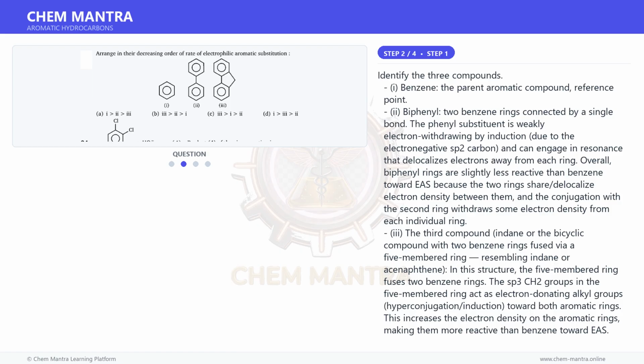3. The third compound, the bicyclic compound with two benzene rings fused via a 5-membered ring, resembling indane or acenaphthene. In this structure, the 5-membered ring fuses to benzene rings. The sp3 CH2 groups in the 5-membered ring act as electron-donating alkyl groups, hyperconjugation and induction, toward both aromatic rings. This increases the electron density on the aromatic rings, making them more reactive than benzene toward EAS.